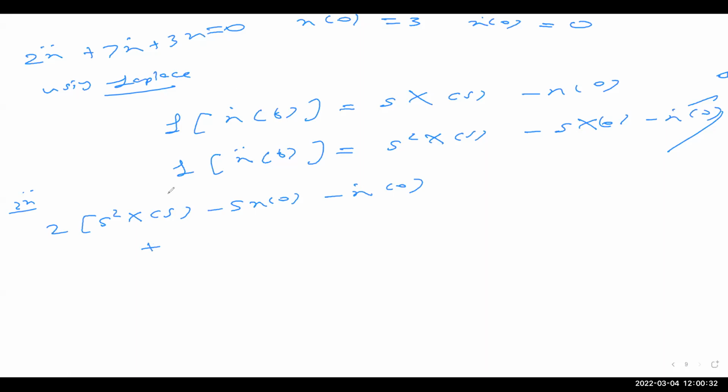So here we got the 7: plus 7 times s X(s) minus x naught. Then we got our 3x here. The Laplace transform of this would be 3X(s), same thing, will be equal to 0. So our function is sort of clear, right? So now to make it much easier for us to work with, we'll take the X(s) out of this.